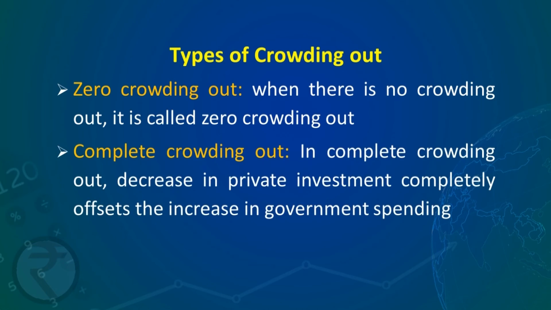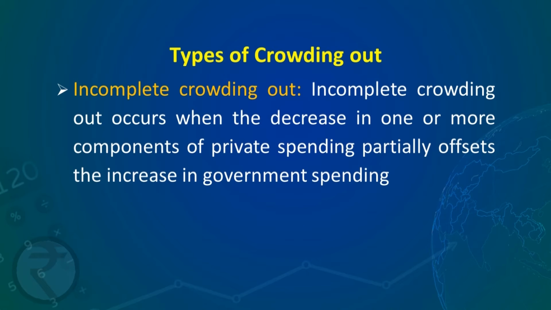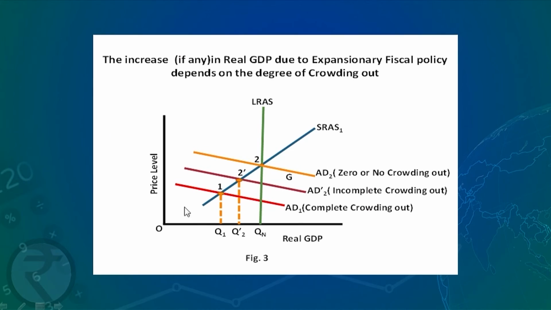The other is complete crowding out. In complete crowding out, decrease in private investment completely offsets the increase in government spending. Incomplete crowding out occurs when the decrease in one or more components of private spending partially offsets the increase in government spending. In figure 3, we have shown the impact of crowding out on fiscal policy.